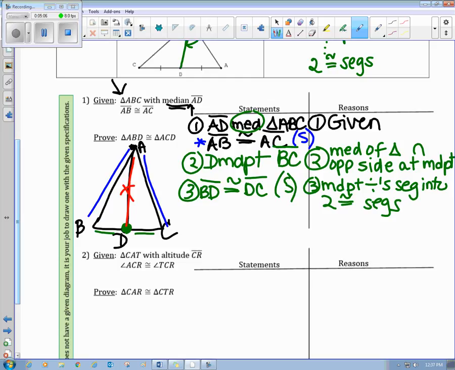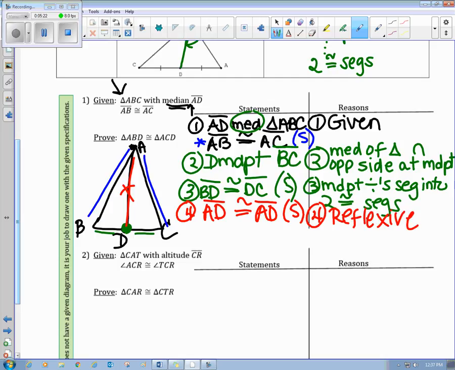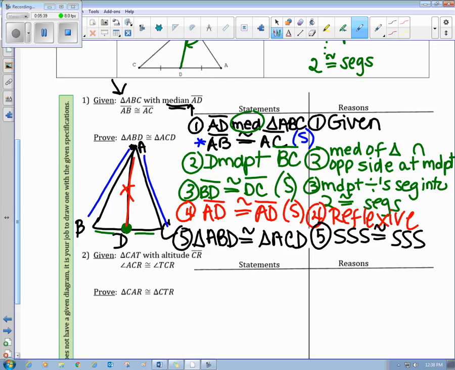I also have reflexive in the middle. It's a shared side, so AD is congruent to AD. I'm going to mark that as a side. So in number 4, reflexive. And then as soon as I get to that point, I realize I've gathered up the 3 pieces of information that I need, and I can finish this proof up by simply saying that my triangles are congruent. So triangle ABD, congruent to triangle ACD, side, side, side in one triangle, congruent to side, side, side in the other triangle.